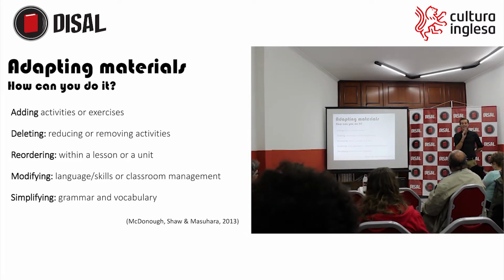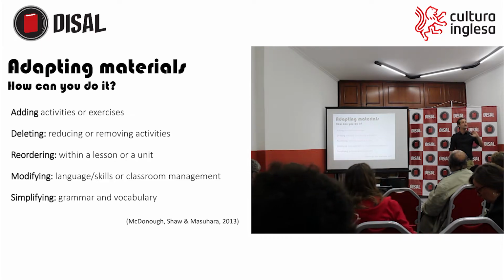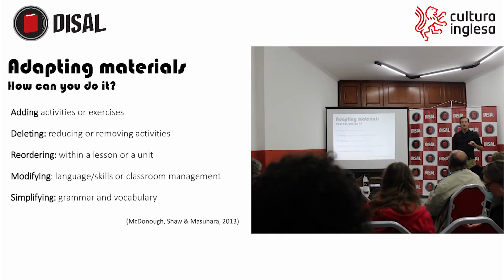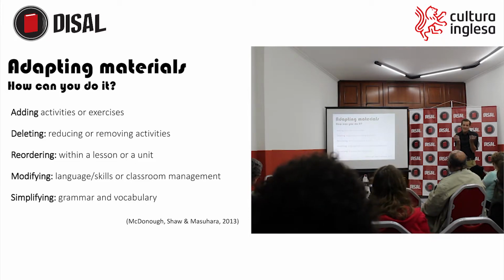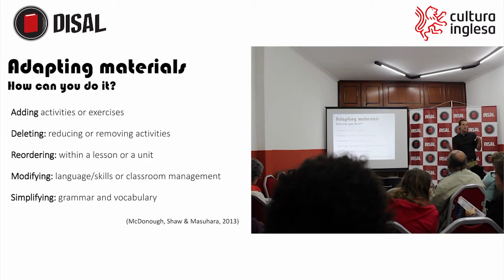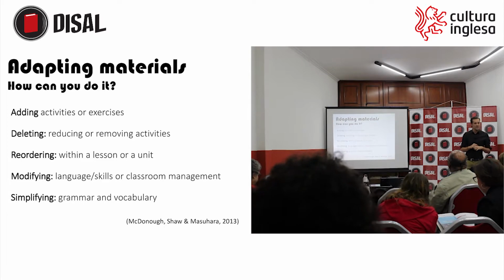So, can I ask you and your partners to choose one of these? For example, you and your partner say, let's delete. So look at one lesson there in the course book and find something that you feel could be deleted. Or if you decide to add, look at the course book and say, what could you put there to make it more interesting?